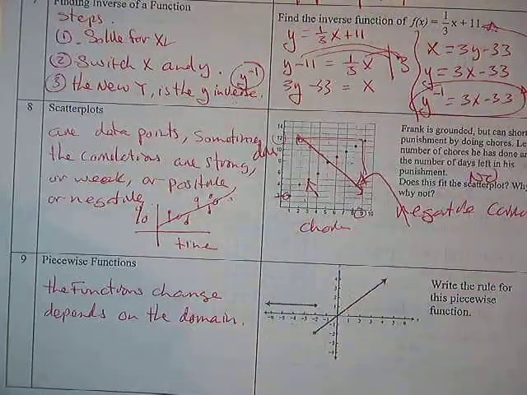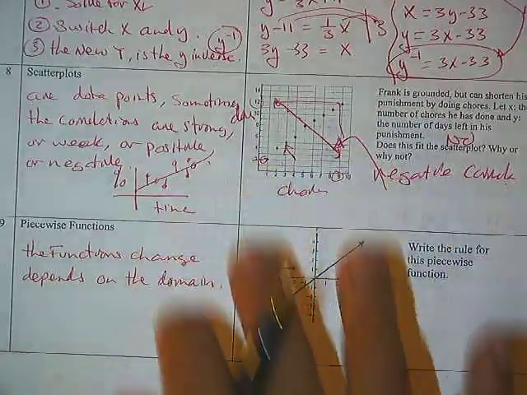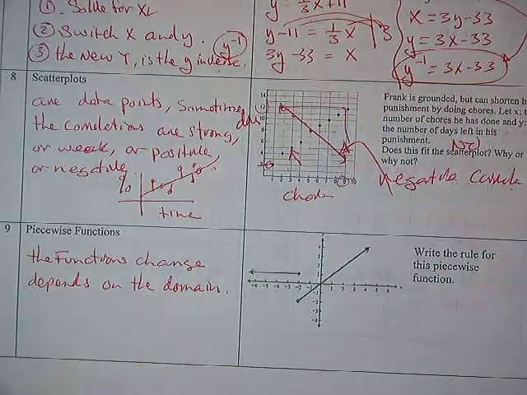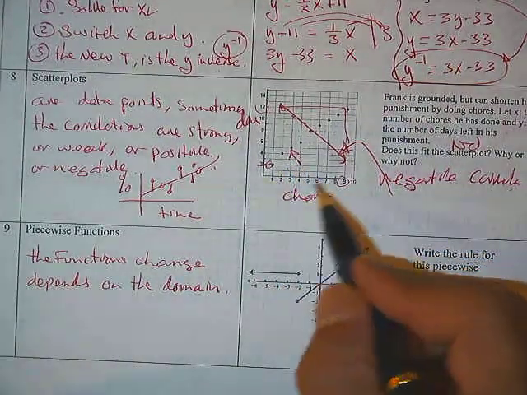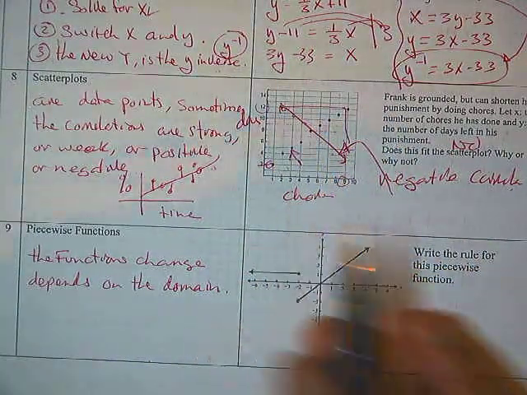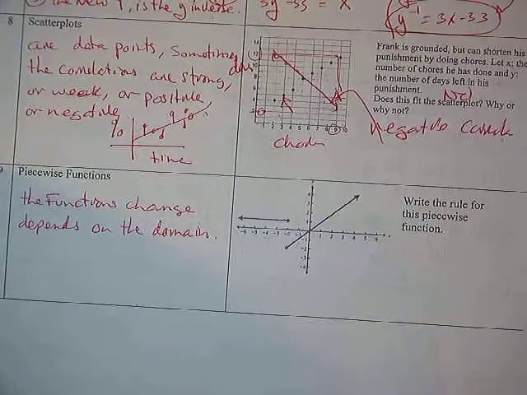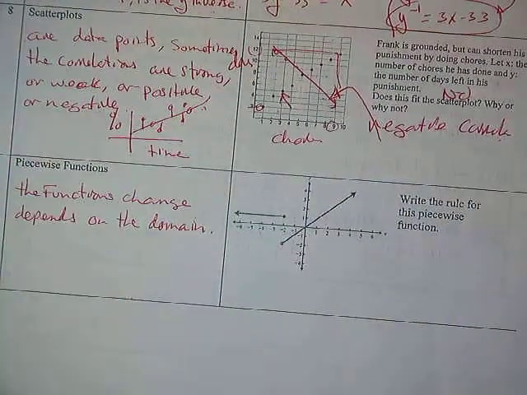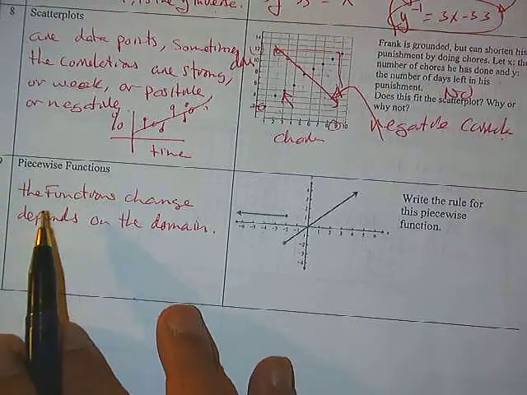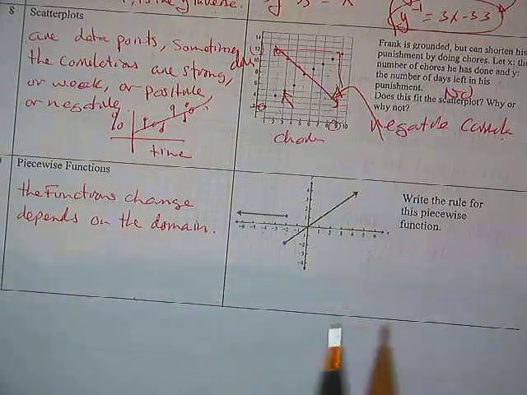Not up. So does it fit the data? No, it does not. Why or why not? Because it should have a negative correlation, like this type of a pattern, but it actually goes up, and that's a positive. And of course, the 2 has the negative. The more chores you do, the less days that you are punished, not more days. And you don't have to negotiate with your parents, because it's all crazy. So this graph is incorrect.